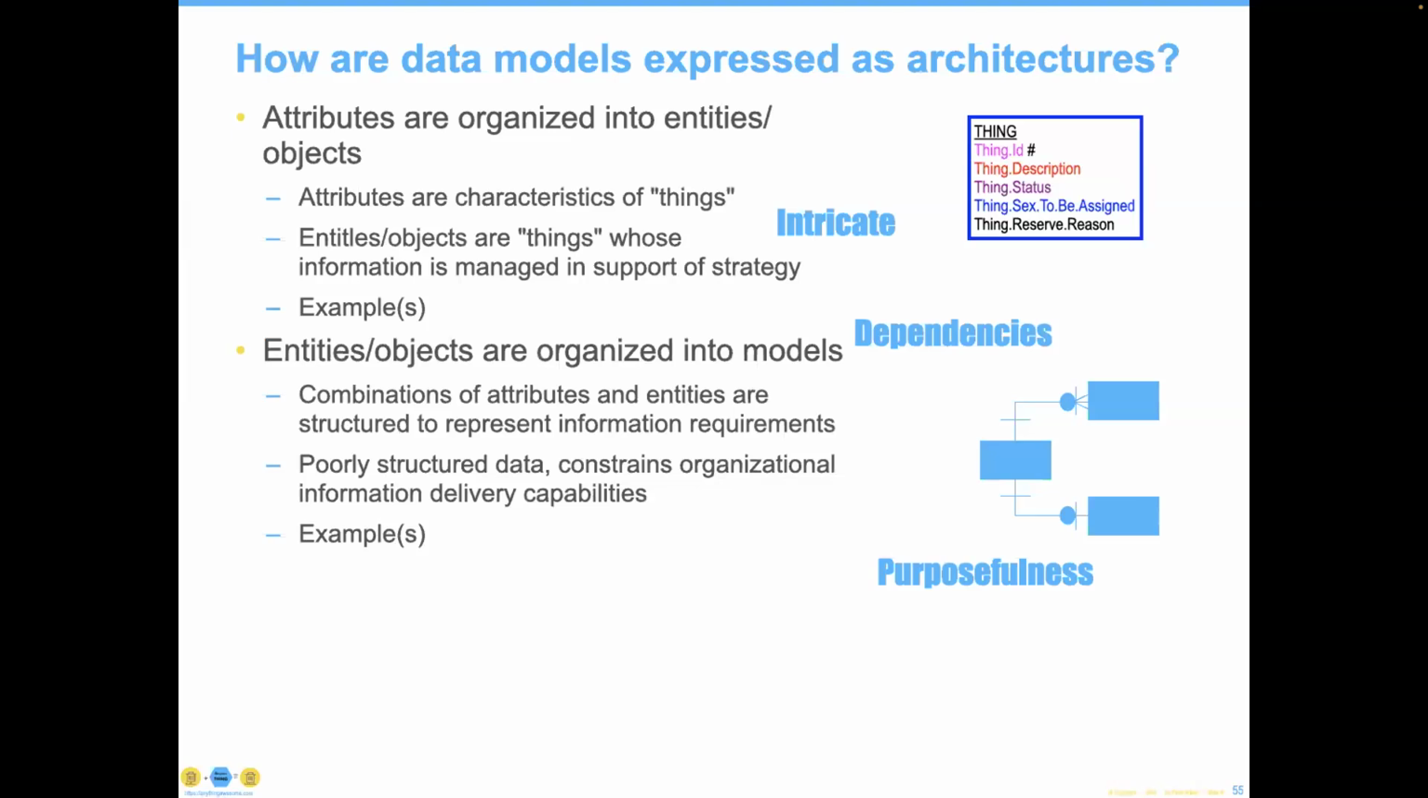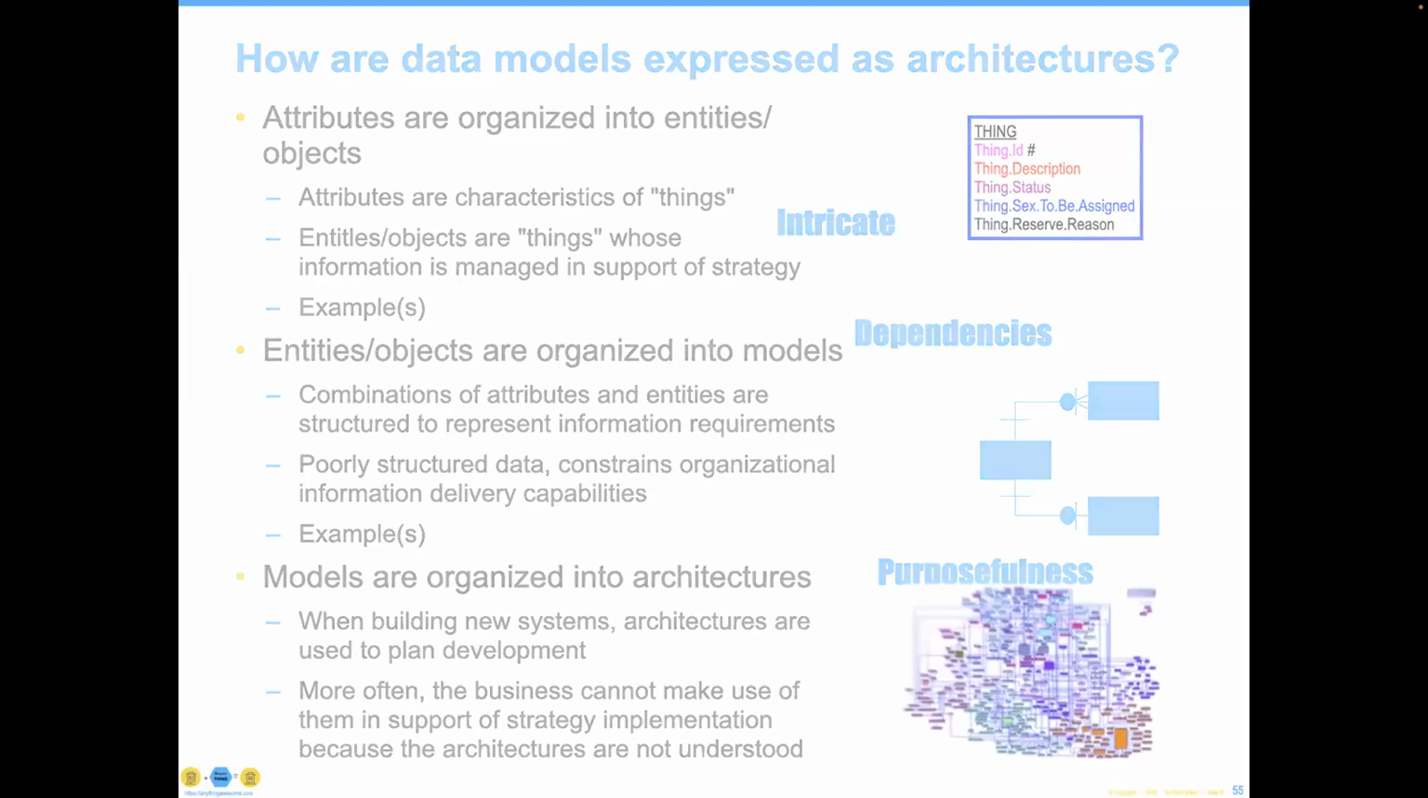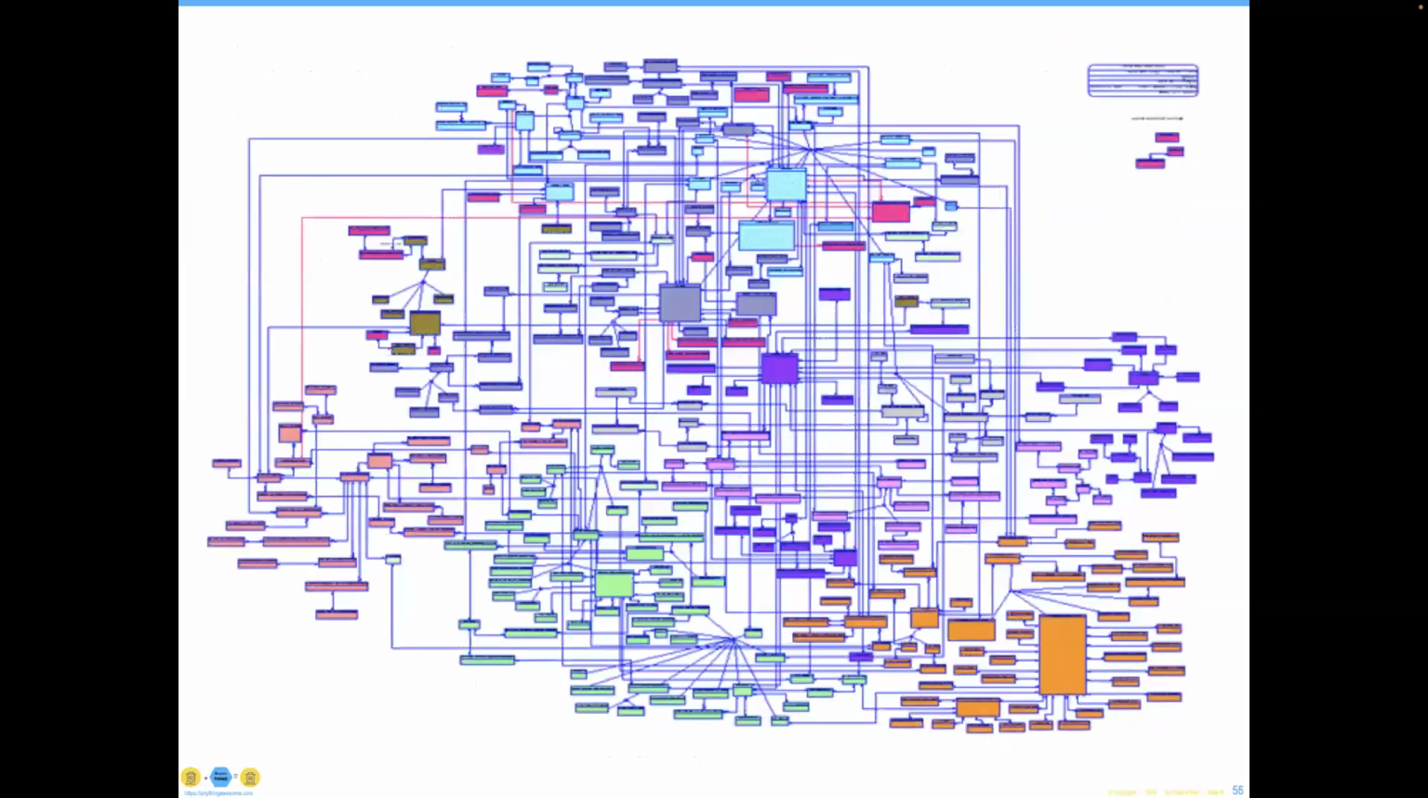Entities and objects are then organized into models. And I mentioned the keyword there is dependencies. So we've already seen an example where if you don't have one of these, you can't have one of those, or you must have one of these first. "I'm sorry, sir, we can't find your record, so I can't add your points to your record" is the kind of response you would get from that. And purposefulness. Again, architecture should be organized purposefully, but they're very difficult.